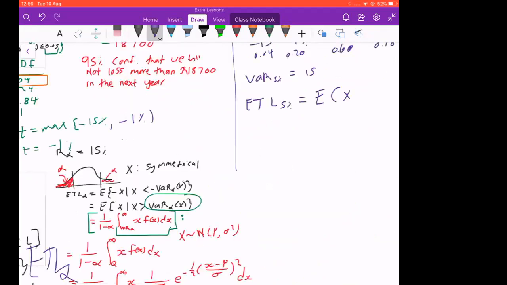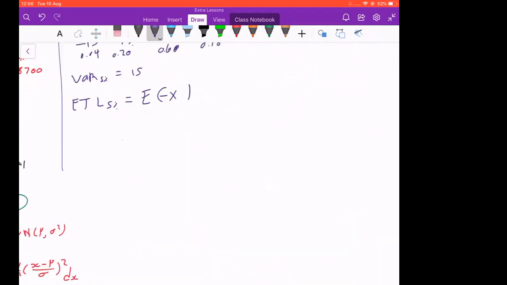Yes, so it's going to be minus X actually. X, given that X is going to be less than VaR, right? So this is what they want you to find. So how do you find this answer? So the expectation in this case is discrete actually. So it's going to be the sum of the expected value. So again, it's going to be X, less than minus VaR, and our minus VaR is going to be negative 15, right?